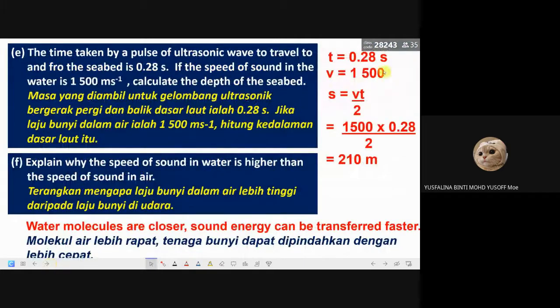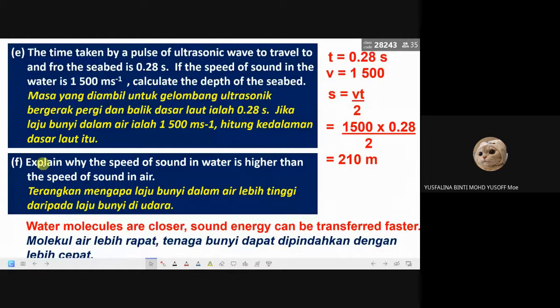This is an example of the calculation. The time taken by a pulse of ultrasonic wave to travel to and from the seabed is 0.28, so t = 0.28. If the speed of sound in the water is 1,500, so v is 1,500, calculate the depth. That means you have to calculate the s here. Just use the formula and substitute the values. You will get 210 meters. So this is the example.